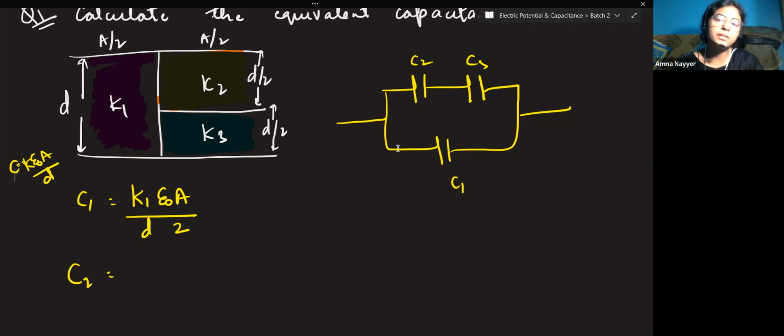No answers, Fatima? Kulsum? Can you try, Kulsum? K epsilon naught A by D is the general formula. Here the capacitor, the dielectric slab constant is K2. Distance is D by 2. Area is A by 2.